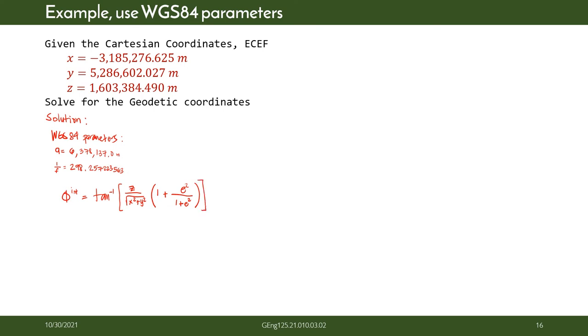So now, since we already showed you the equation, we need to solve first for the squared eccentricity. I already solved for it, so the squared eccentricity is equal to this value. I already stored the value in my calculator, but you can solve along with me at the same time. Okay, so that is the squared eccentricity.